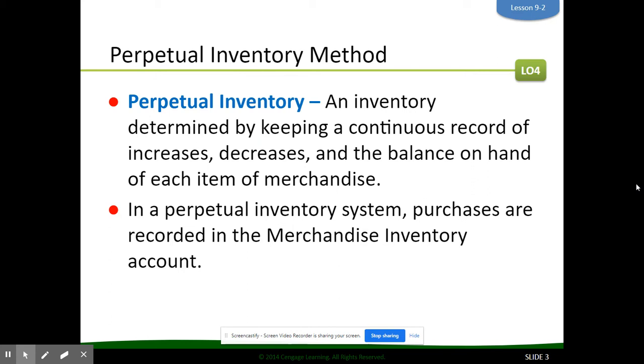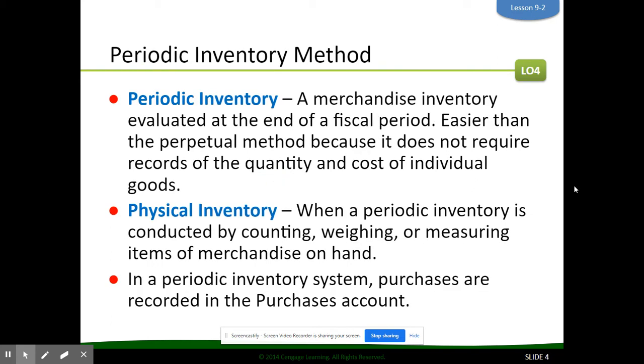So, perpetual inventory is an inventory determined by keeping a continuous record of increases, decreases, and the balance on hand of each item of merchandise. So, in this type of system, purchases are recorded in the merchandise inventory account, a new account that we did not have to have previously because we were selling services.